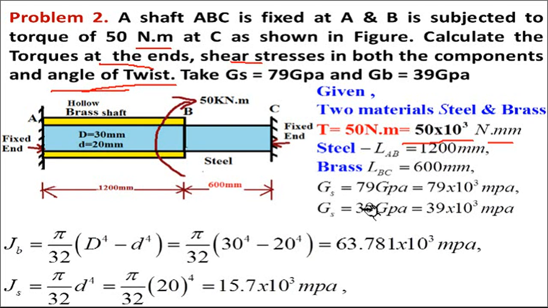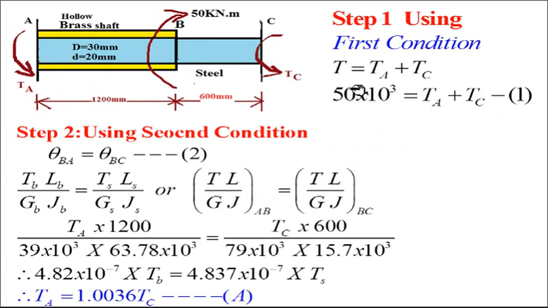Just like the previous problem, first of all write down all the things given. Find out the polar moment of inertia. GS and GB are given here. GS is 79 and GB is 39. So it is not GS, it must be GB. Here it is GB. By taking GS and GB in MPa, just like the previous problem, you take the first condition that T equal to TA plus TC. This total T is clockwise 50, so T is known, 50 into 10 to power 3 Newton mm, and TA plus TC will be the individual torques at both the ends. So this is our first equation.